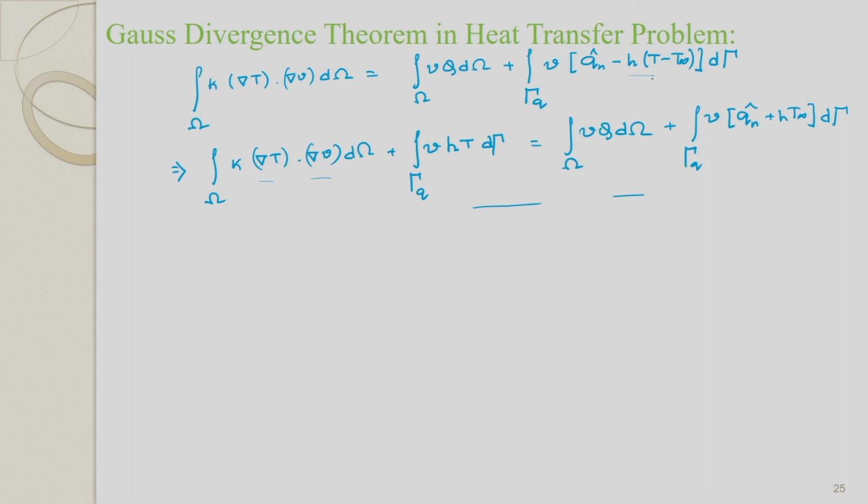I have taken this h T on the left hand side, so that our left hand side has both the dependent variable and the variation, whereas our right hand side is known, which consists of the known heat generation rate, heat flux rate, and this T infinity, which is your ambient temperature. You will know about all these variables in more detail when heat transfer analysis is done. Now, we will apply Gauss divergence theorem in structural analysis.